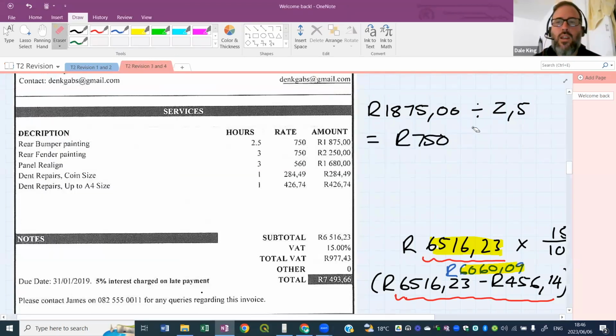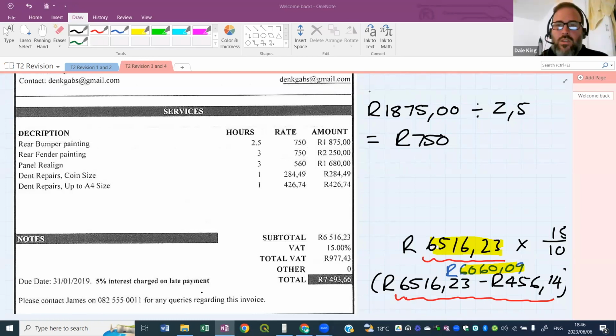Okay. You see that? So we took the total for all the work that they did, which was 2.5 hours worth of work. And we divided the 1875 by 2.5 hours. Yes, you guys are getting it. Total charge of 1.5 hours. Very good. You guys are getting it. Well done, Emmanuel. I see you there. Good to see you there.